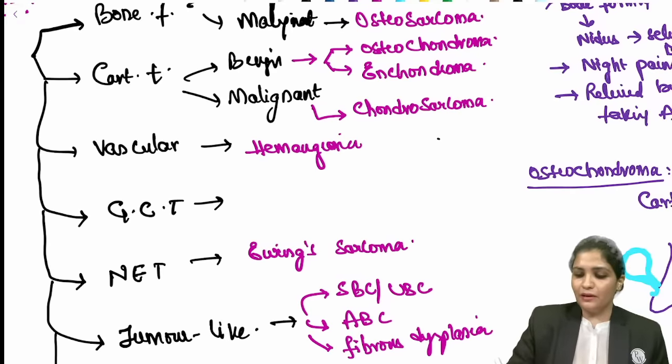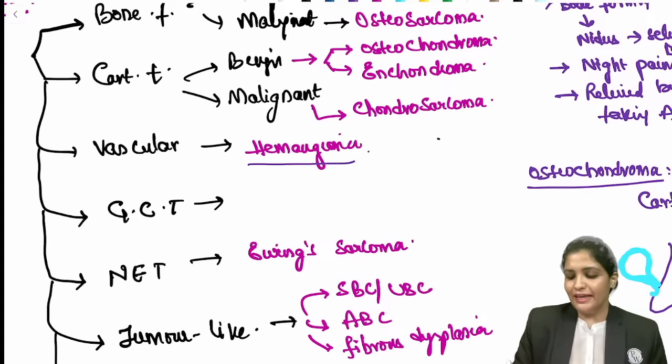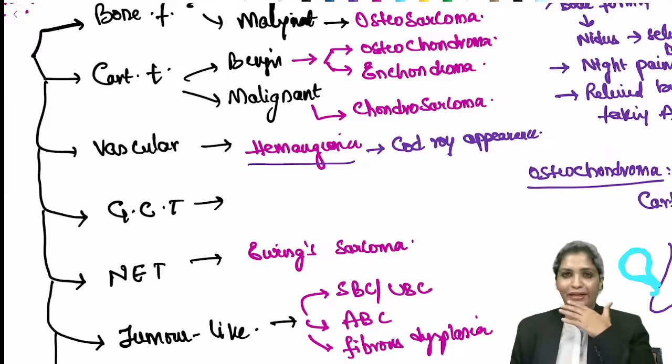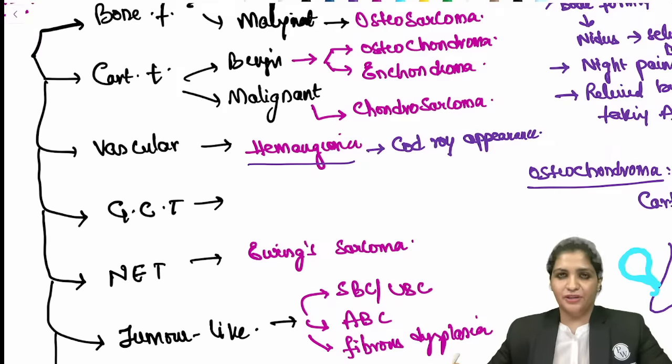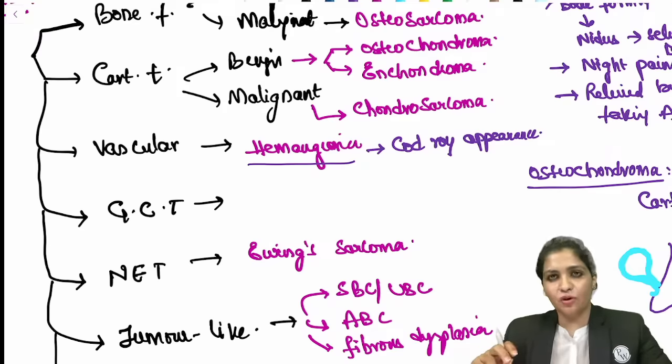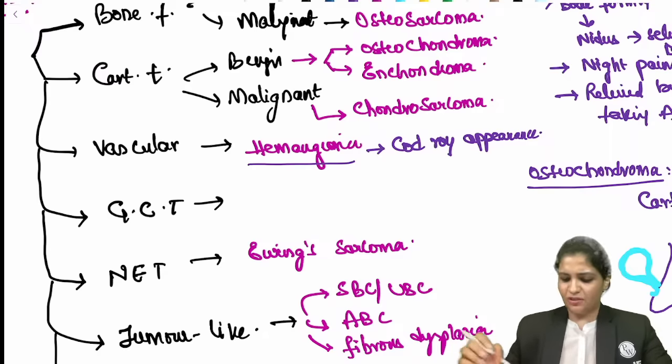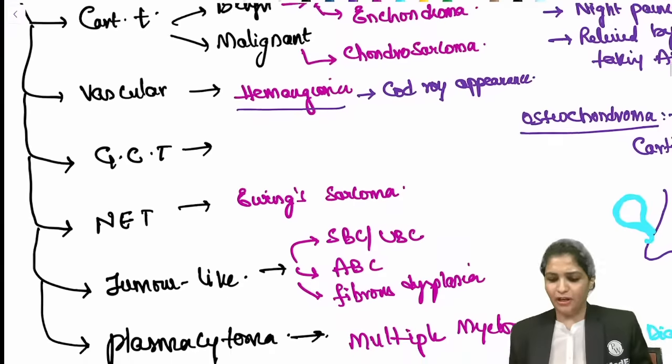hemangioma. For hemangioma, there are no other important points about it, but what is the X-ray appearance of hemangioma? So the hemangioma has a corduroy appearance, because there will be a loss of horizontal striations, and the vertical striations over the vertebrae are present, and this will present you as a corduroy appearance. So that is the important thing which you have to remember about hemangioma.